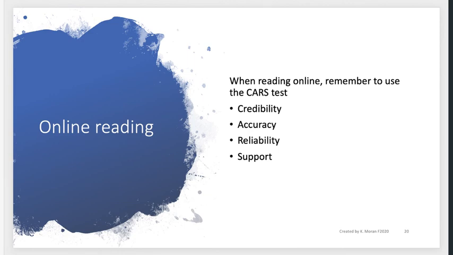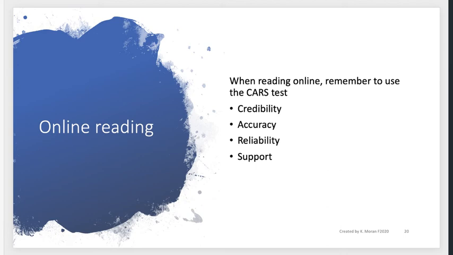And finally, we're going to look at online reading. Because online reading is different from reading a textbook. We get lots of information online. We can go almost anywhere. We can Google a source. We can Google a headline. We can go to places like Yahoo News. There's all sorts of information available at our fingertips that wasn't in previous generations.